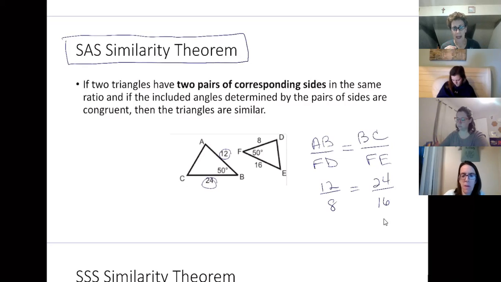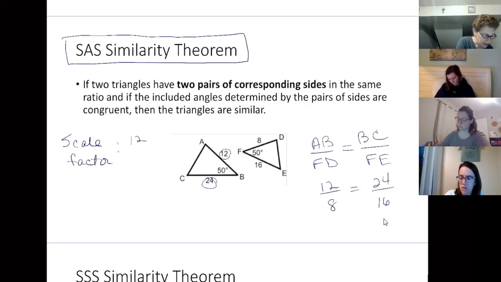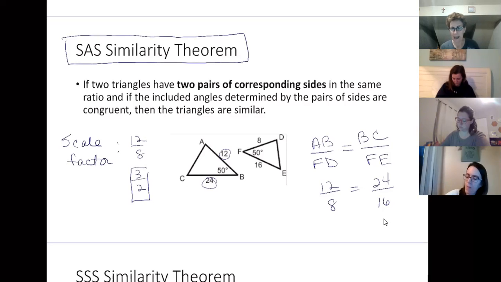So what they frequently ask you here is they want to know what is the scale factor. So the scale factor is going to be the reduced proportion. It is most often represented as a fraction. So you would take your 12 over 8 and say, okay, I can reduce that. 4 goes into 12 3 times, 4 goes into 8 2 times. So my scale factor is best represented as 3/2.